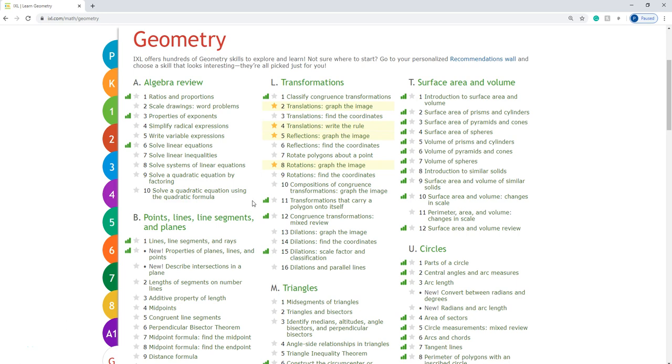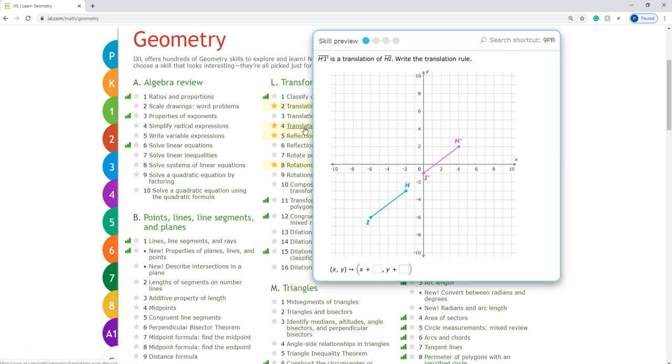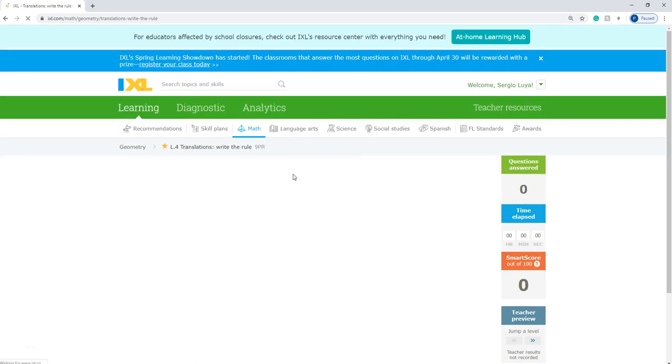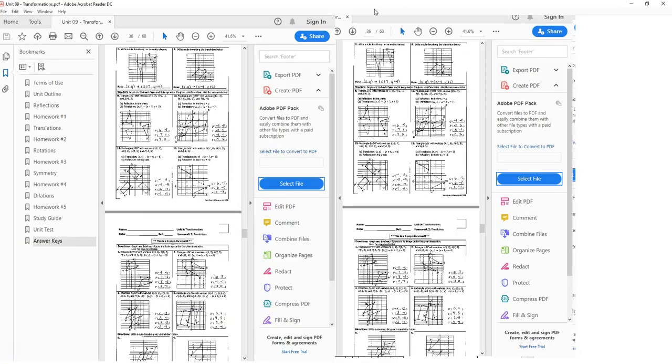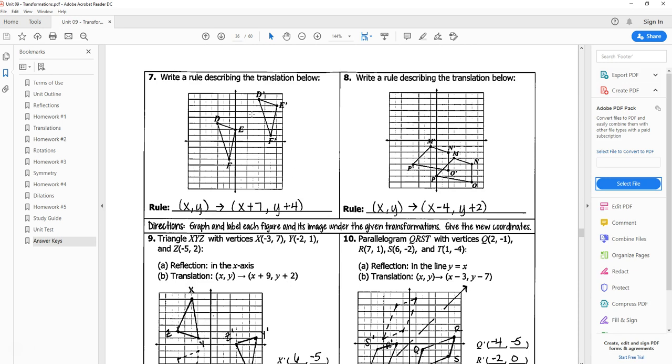Alright, so for this next video I wanted to show you guys the next assignment, which is L4, Translations: Writing the Rule. And again, just to give you guys a little bit of a refresher of what we've done in the past, they would already show you two figures that have already been translated. And what you're supposed to do is look at the graphed images and then come up with the rule after that. So if you guys remember what I had you do in class, I would have you guys compare what the old image was versus what the new image was.